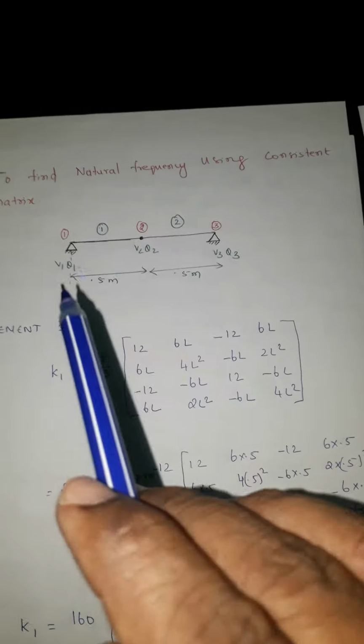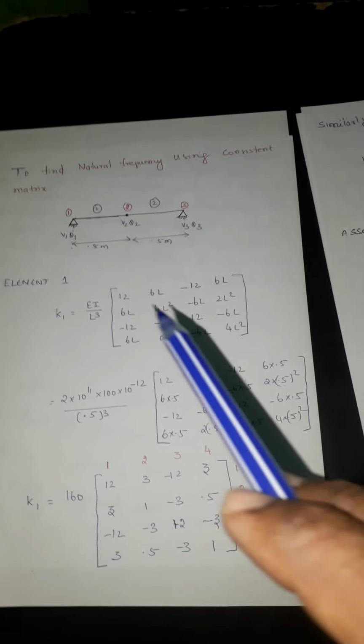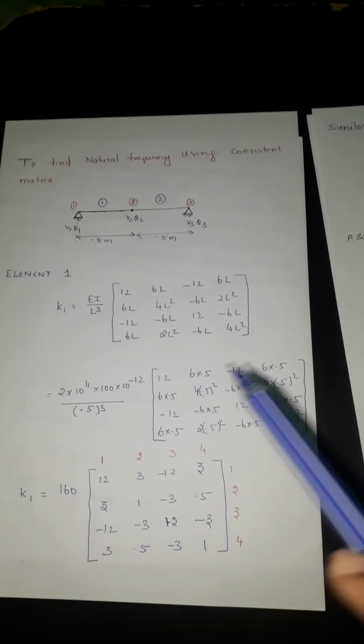So I have discretized it into elements of 0.5 m each. Then V1 theta 1, V2 theta 2, V3 theta 3. Here it is fixed. Both ends are hinged, so horizontal and vertical displacements are restrained, but rotations will be there. Here also the same thing. Okay, now this is the equation we are going to use.